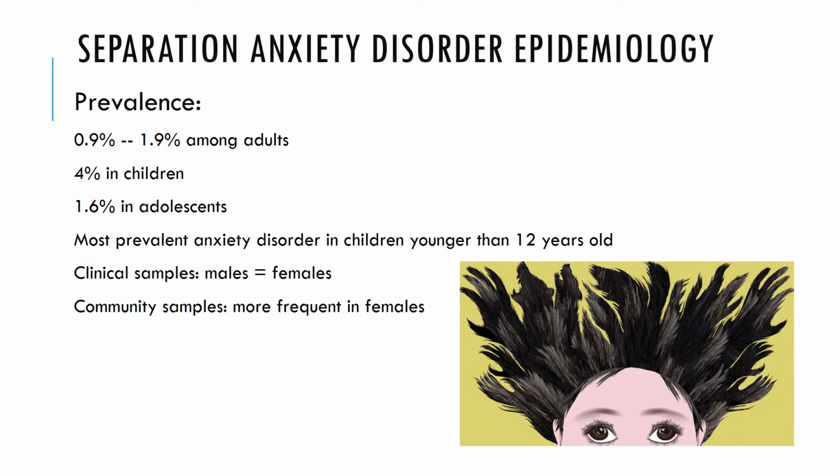So here's the epidemiology of separation anxiety disorder. The prevalence is 0.9% to 1.9% among adults, so very, very rare. 4% in children, and 1.6% in adolescents. Most prevalent anxiety disorders occur in children that are younger than 12 years old. And then in clinical samples, males were equal to females in terms of having anxiety disorder, but in community samples, it was more frequent in females.